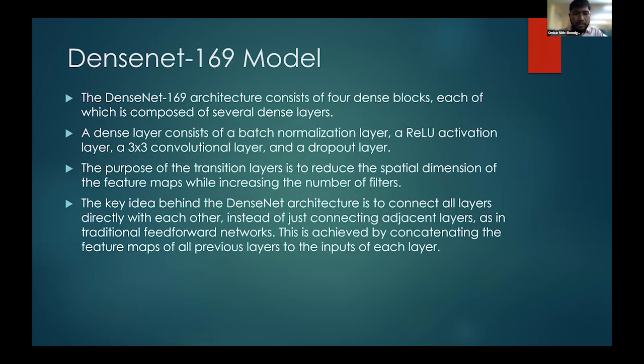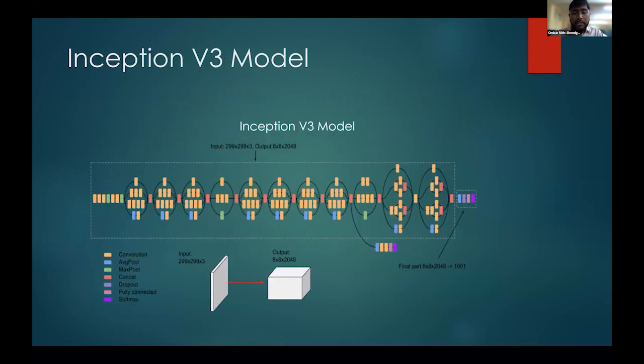So the purpose of the transition layers is to reduce the spatial dimension, as I was talking about. And then in DenseNet 169 there is a batch normalization layer, one ReLU activation layer, and one 3x3 layer with a dropout layer at the end. So the second model we used on the dataset was the Inception V3 model.